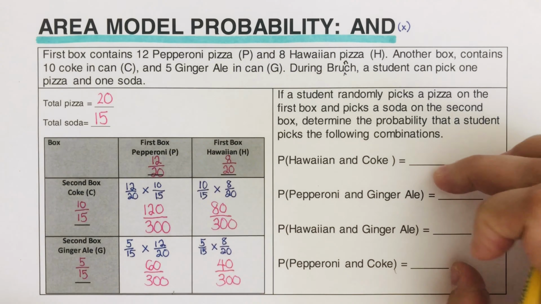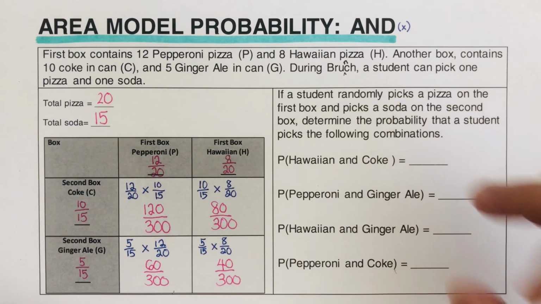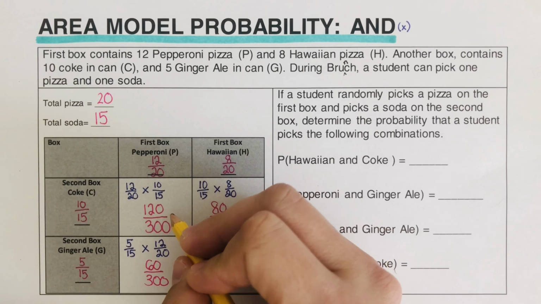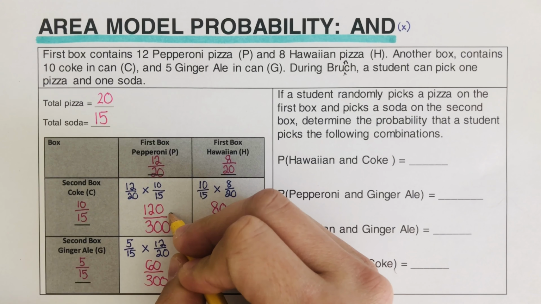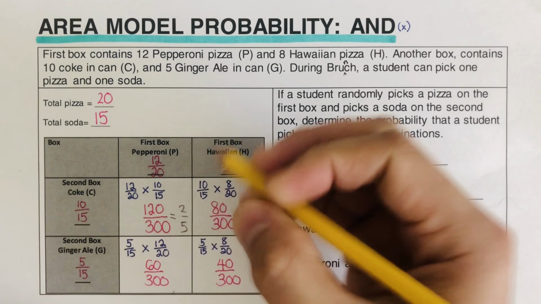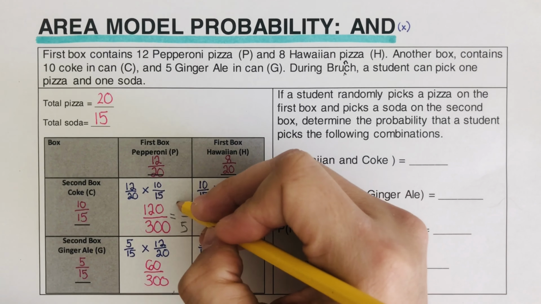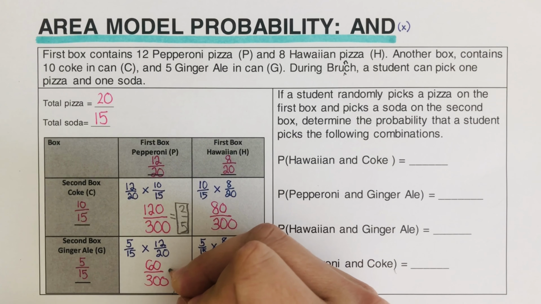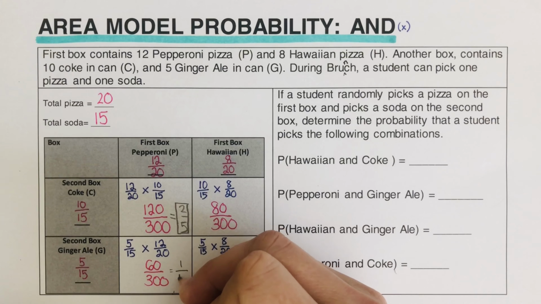So before we fill this in, if we start on this one right here, 120 over 300, this is divisible by 60. So therefore, we can reduce this to 2 over 5. So that can be reduced to 2 over 5. And then this 60 over 300 here, this is divisible by 60. So this can be reduced to 1 over 5.